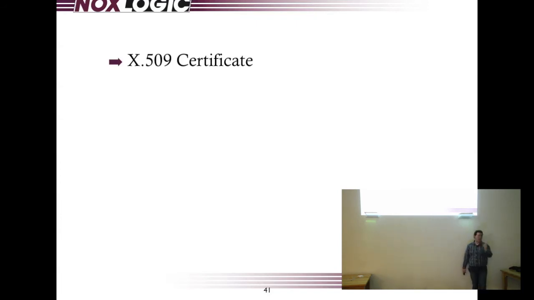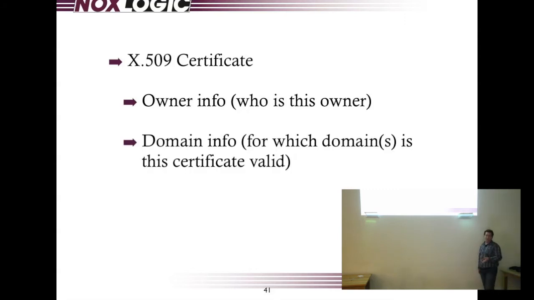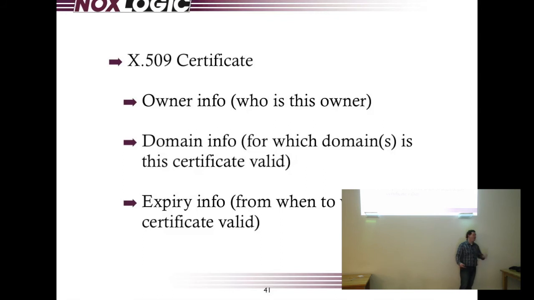So there's an X509 certificate, and when you create one, you have to do stuff like, okay, I have to set in what kind of URL I'm going to use. I have to type in the name of my company and where I live and stuff like that. So there's all kinds of owner information. For who is this? There's also some domain information for who is this certificate valid for. And you have also expiry info. This certificate is valid between 2013 and 2014, so you can't use it in 2015.